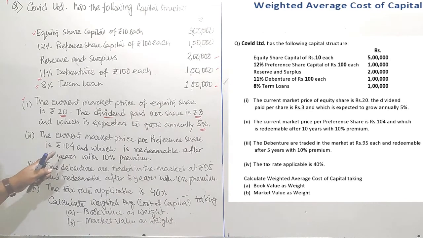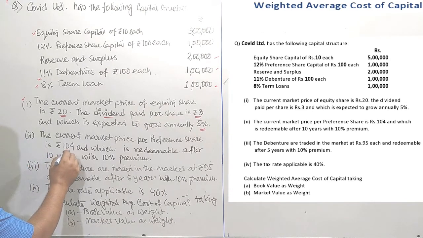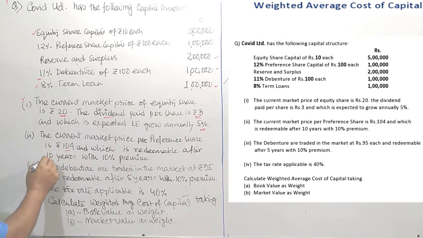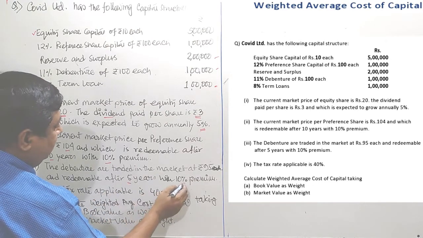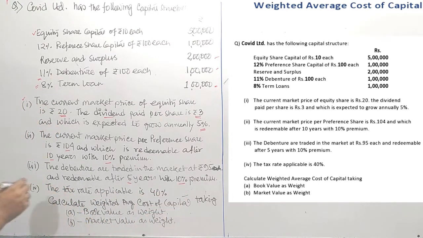The current market price per preference share is rupees 104, and it is redeemable after 10 years with 10% premium. Such information is related to preference share capital. The debentures are traded in the market at rupees 95 each and are redeemable after 5 years. They are also redeemable with a premium of 10%.